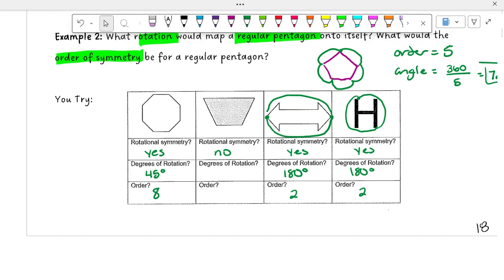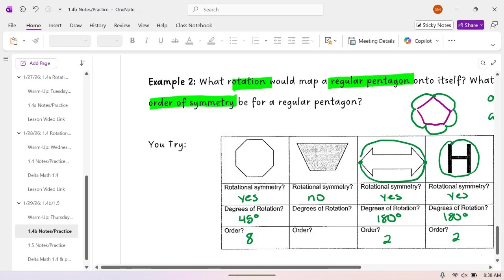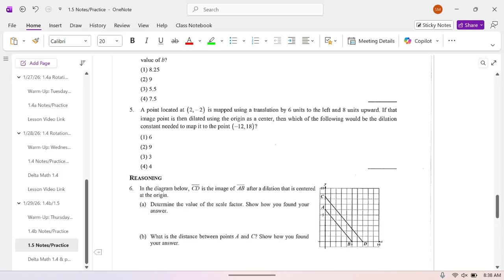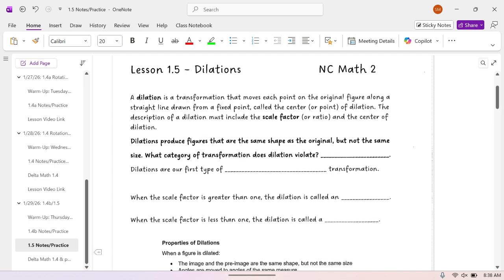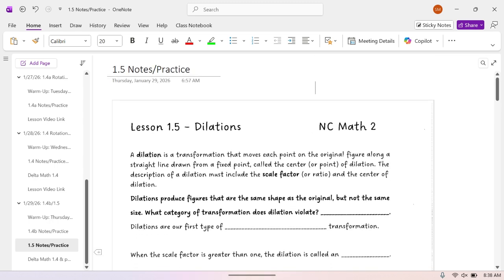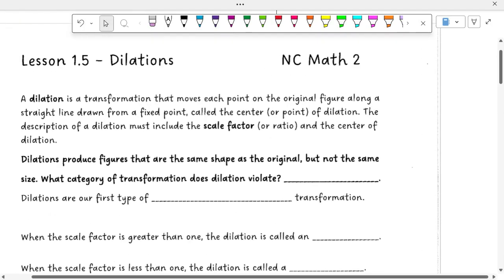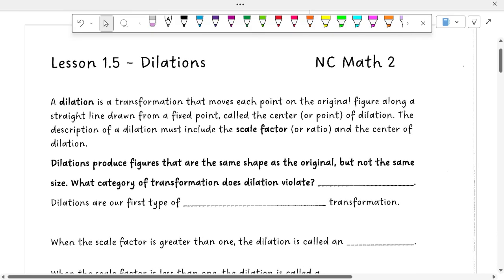All right, guys, head back to your seats. Break's over. All right, so back to the grind. Dilations is pretty short too. All right. So in your packet, go to page 21. All right. So heads up, guys. Come on, break's over. Heads up.